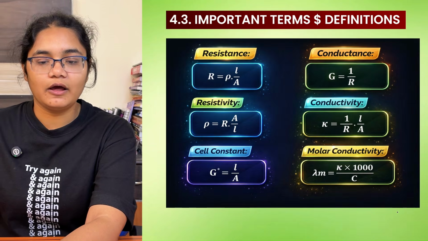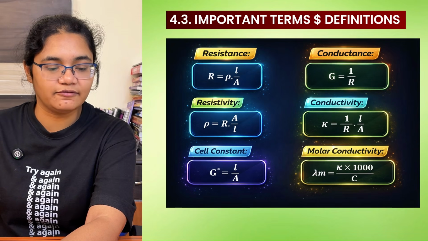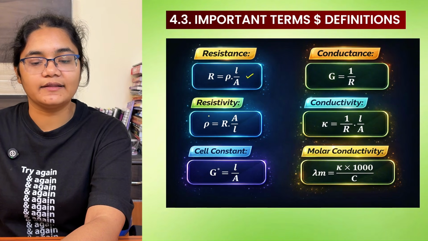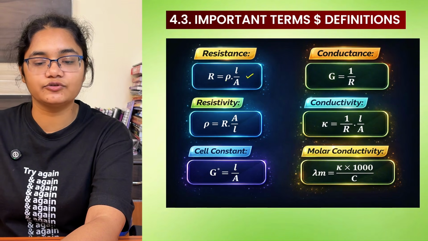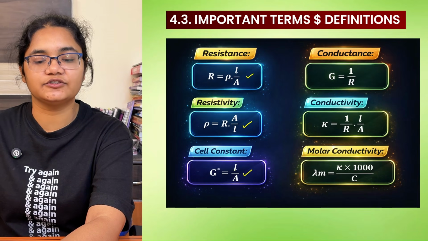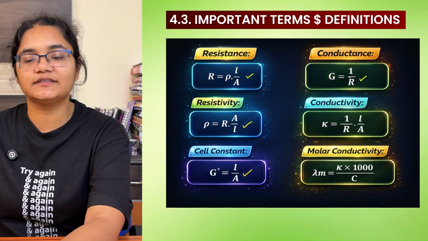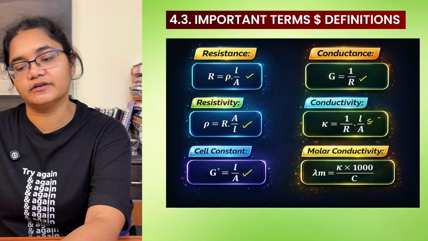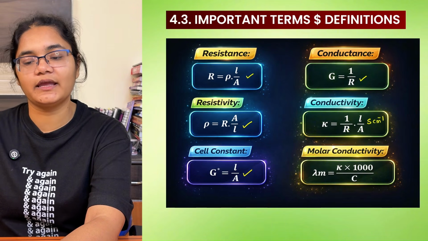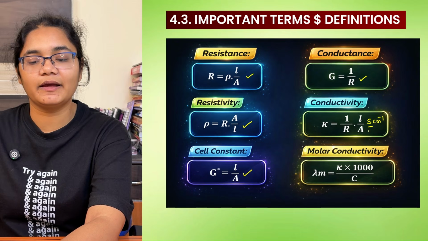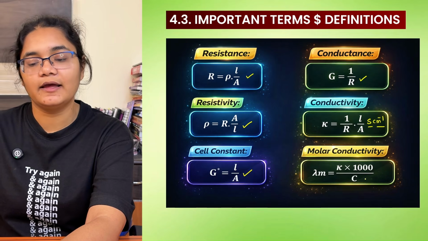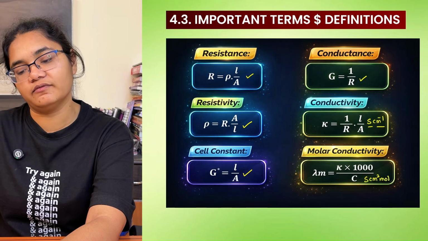Clear? Okay, now let's talk about the important terms and formulae. First of all, the resistance formula: R is equal to rho L by A, and then for resistivity, you can just invert it, so we get RA by L. Cell constant is G star, denoted by L by A. Conductance is the inverse of resistance, so 1 by R. Conductivity, kappa, is 1 by R into L by A, and its unit is S centimeter inverse. You can see 1 by R is ohm inverse, which can be written as S, and L by A can be written as centimeter inverse. Then we have molar conductivity, which is kappa into 1000 by C, and the unit here is S centimeter square mole inverse.